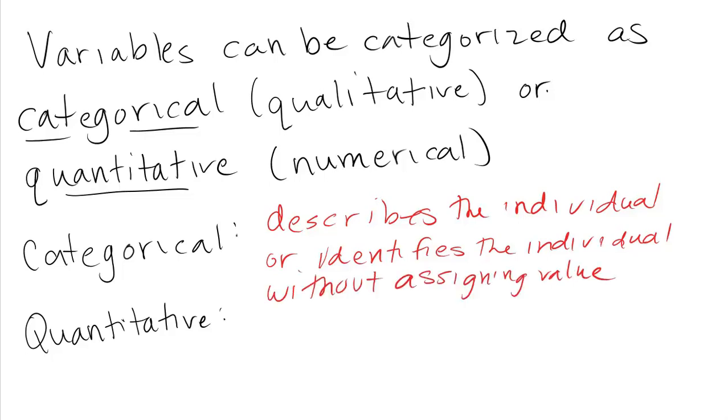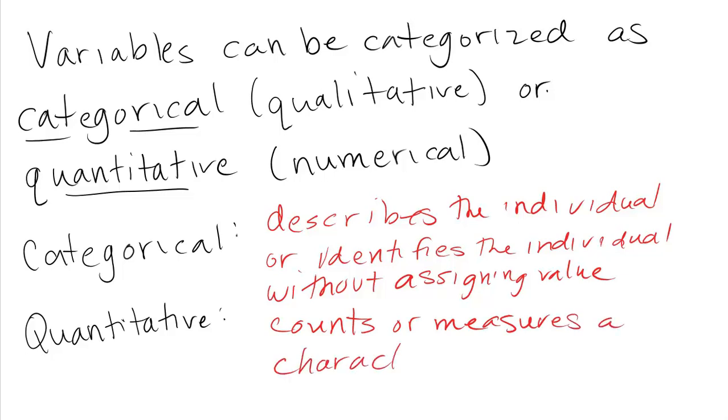A quantitative variable, as the name kind of suggests, gives some sort of quantity to a characteristic. So this counts or measures a characteristic of the individual. So this is kind of cheating to say it this way, but a quantitative variable gives a quantity to the characteristic. A categorical variable simply describes or identifies without quantifying. That's the main difference. Let's do a set of examples to distinguish between the two.